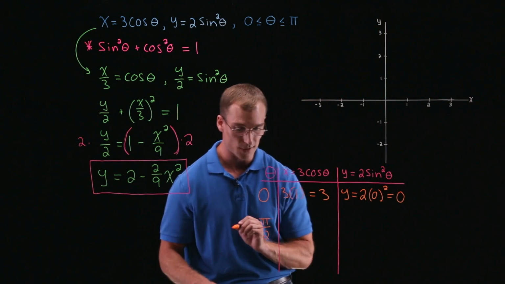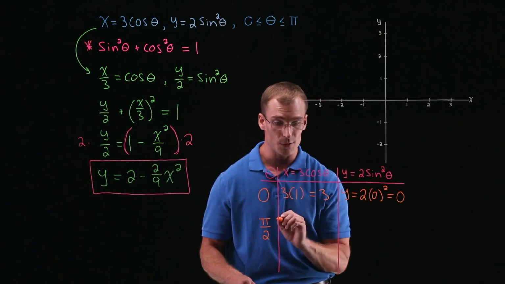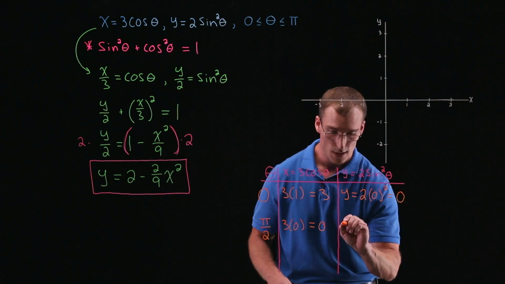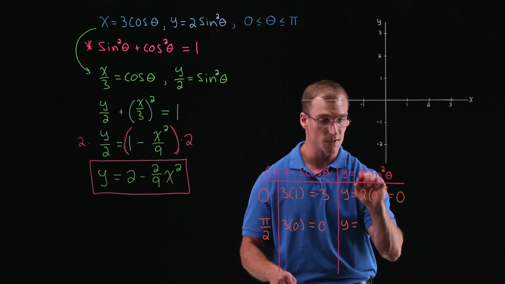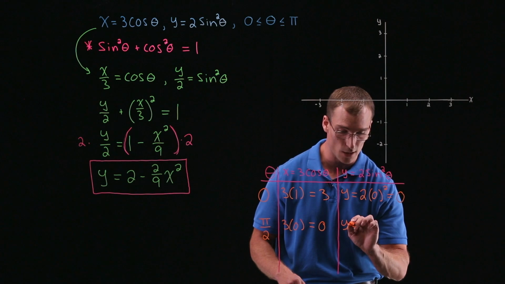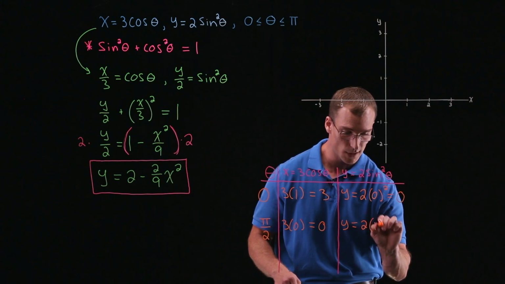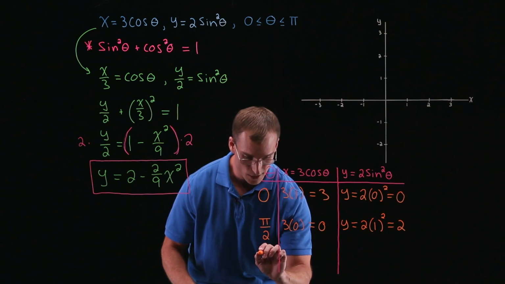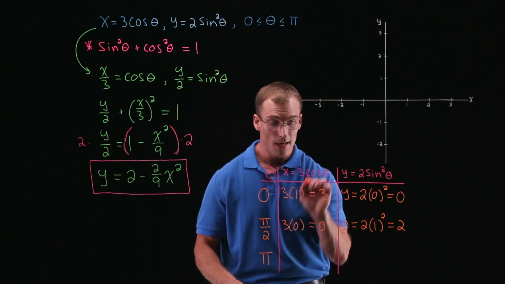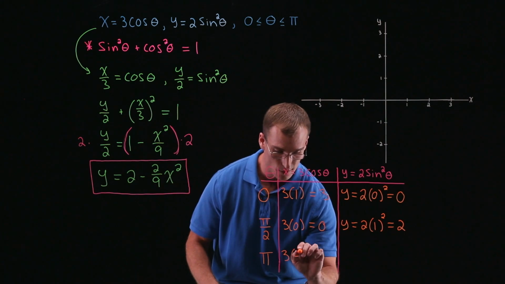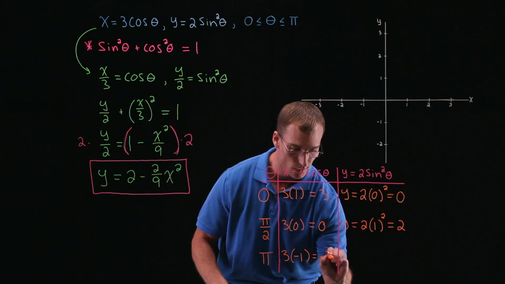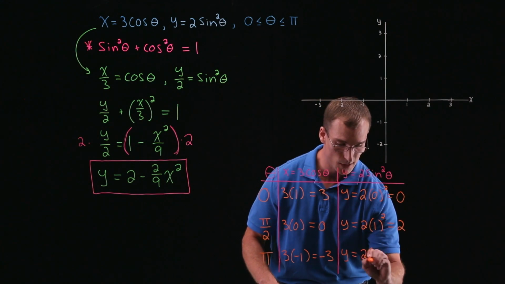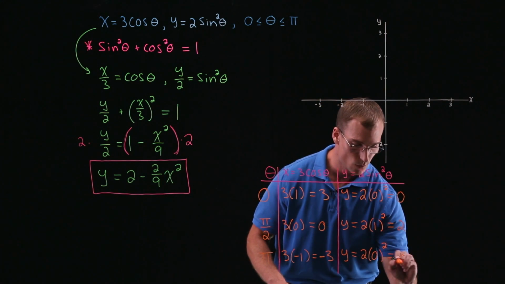We'll pick some easier values, and fill things in if we need to. Let's say the next theta value is pi over 2. Cosine at pi over 2 is 0, so x is 3 times 0, or 0, and y is 2 times sine squared at pi over 2. Sine at pi over 2 is 1, so 2 times 1 squared, which is 2. And theta is ending at pi, so we'll take theta to be equal to pi. Cosine at pi is negative 1, so x is negative 3. And sine at pi is 0, so y is 2 times 0 squared, which is 0.